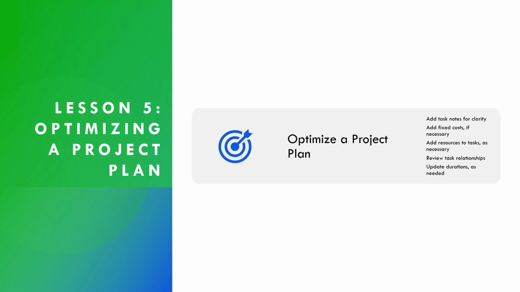We're going to start by optimizing our project plan file. And what that means specifically is we will add task notes for clarity. We'll add fixed costs if necessary. Add resources to tasks as necessary if we want the task to be completed sooner and if it's feasible. We're going to review task relationships and see where we can have some overlap or have tasks start on the same date. And we'll update durations as needed.